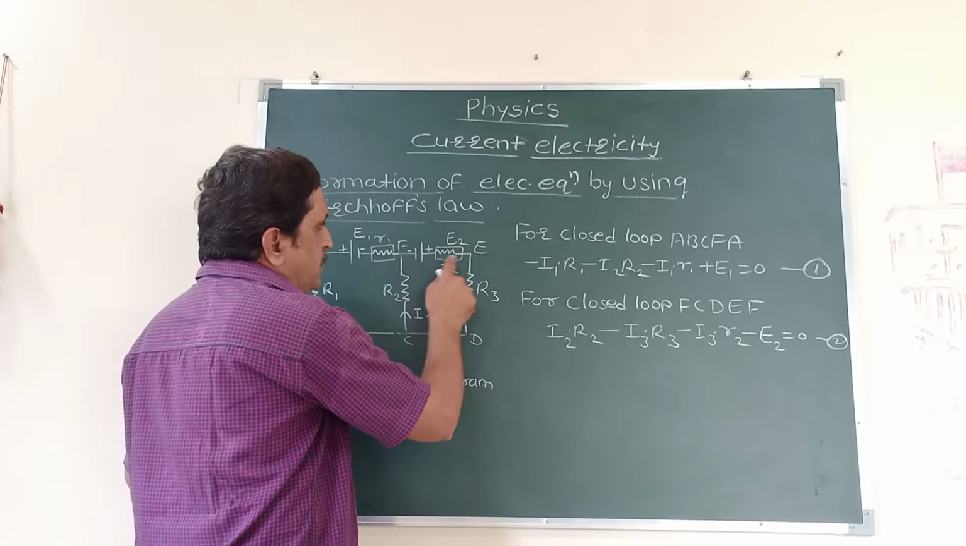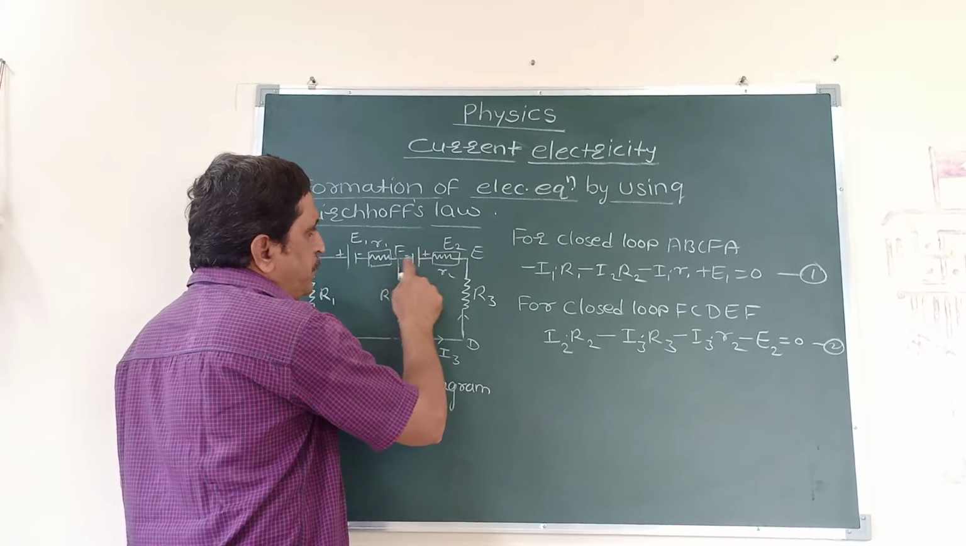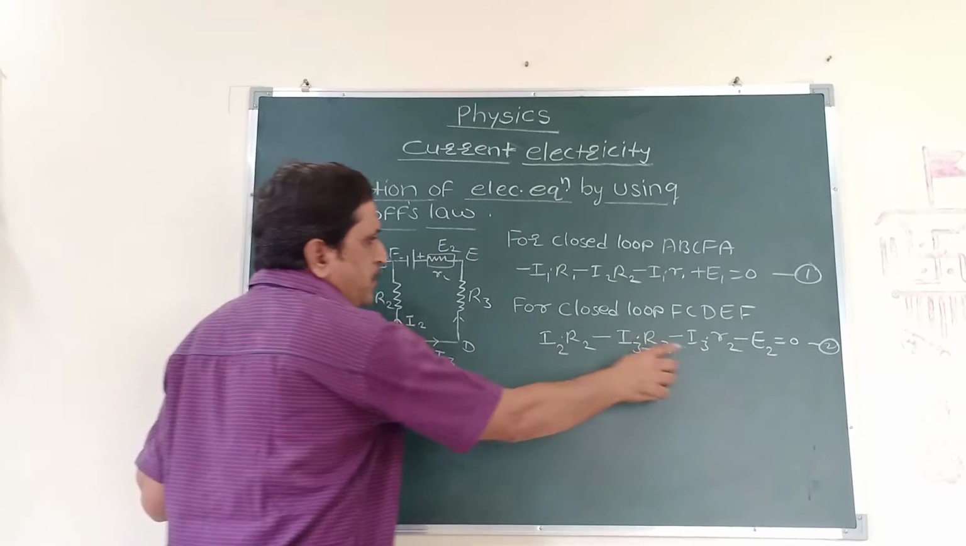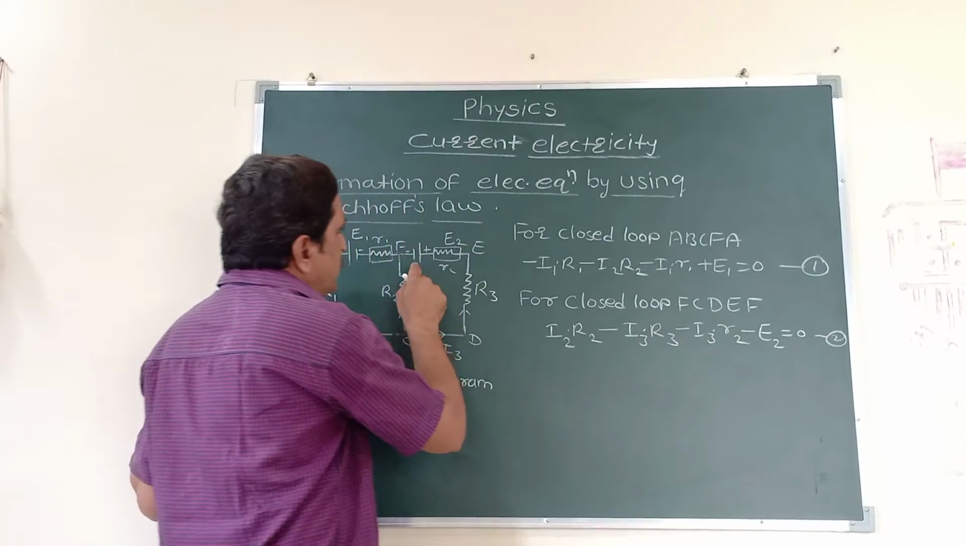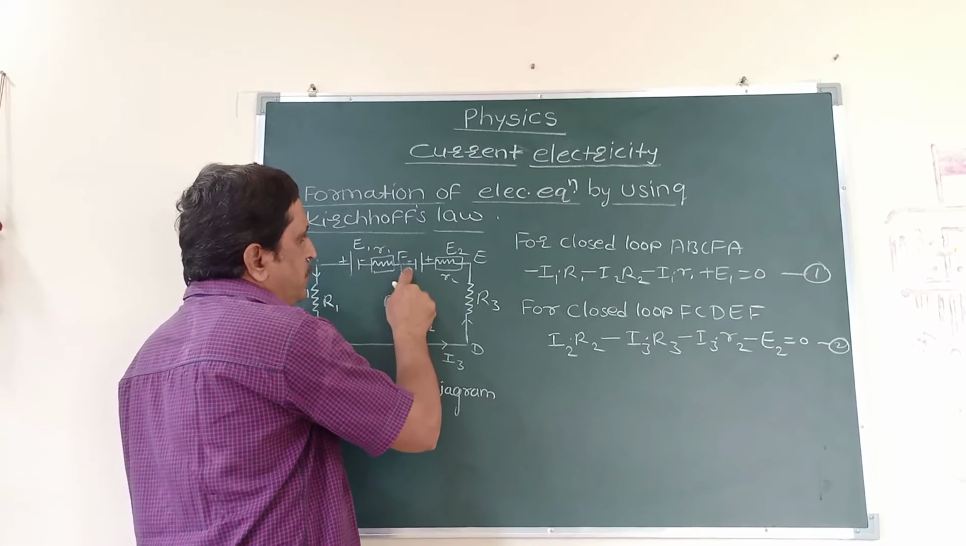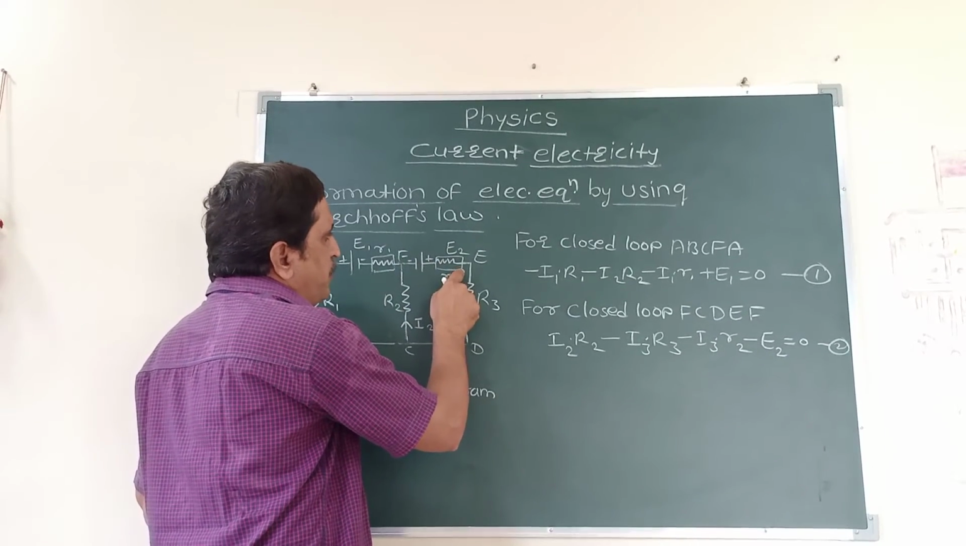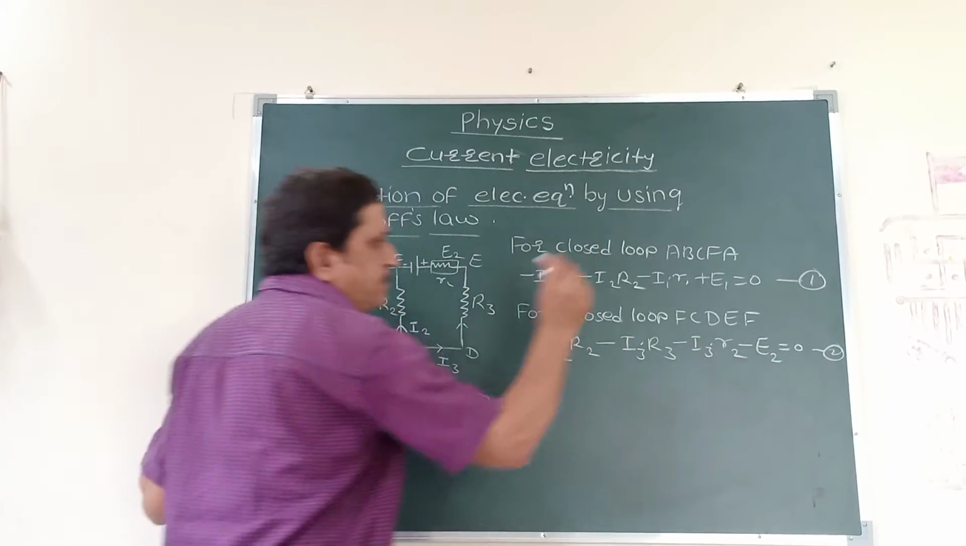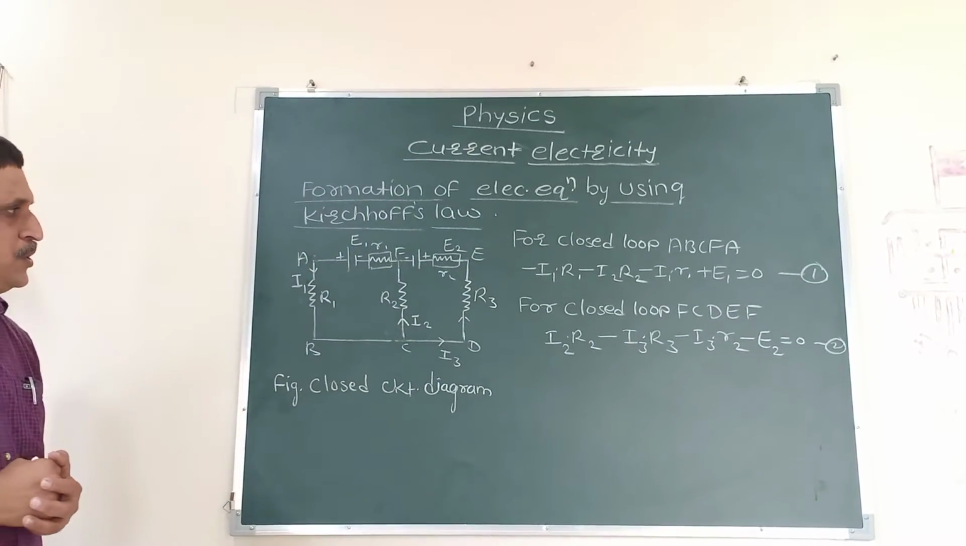For this path, we are moving from point E to F, and current is also moving from point E to F. Therefore, again product is negative, and here this cell sends the current from F to E, and we are moving from E to F. Therefore, EMF of this cell is negative. That means minus E2 is equal to 0.